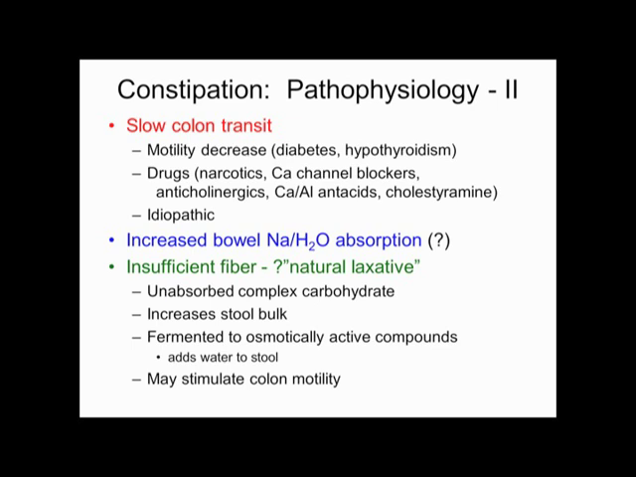Increased bowel sodium and water absorption is probably the cause of constipation in some of our patients. We just don't understand the mechanisms or why that happens. Insufficient fiber. Well, fiber is an unabsorbed complex carbohydrate. It increases stool bulk, and a clinical observation is that with bulkier stools, patients tend to move that stuff through in better time, and they tend to be less constipated. We don't quite understand that, but the human colon clearly evolved with hunter-gatherers who had a very high fiber diet. They were out there eating a lot of plant stuff that had tons of fiber in it because we can't digest it. In addition, some fibers are fermented to osmotically active compounds, which adds water to the stool. As I said, it may improve colonic motility.